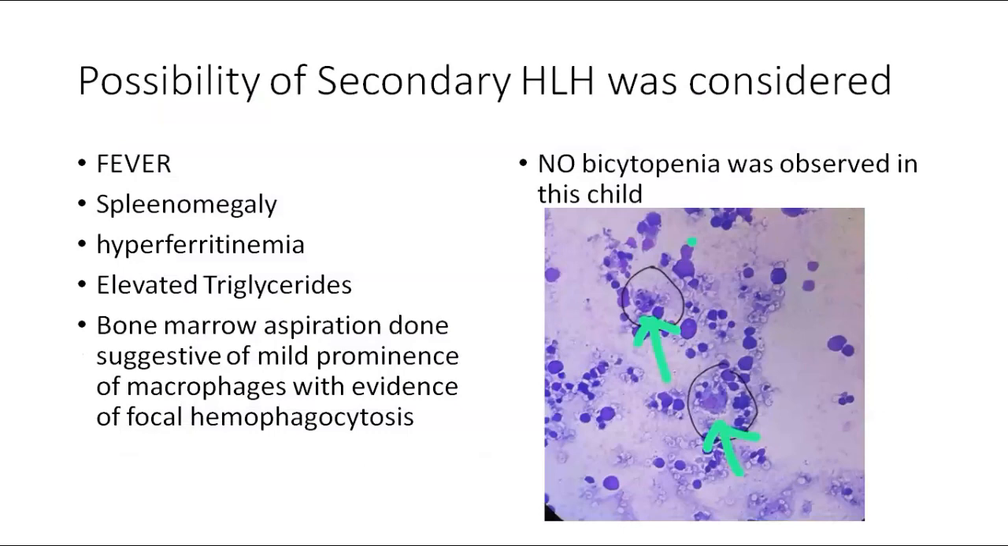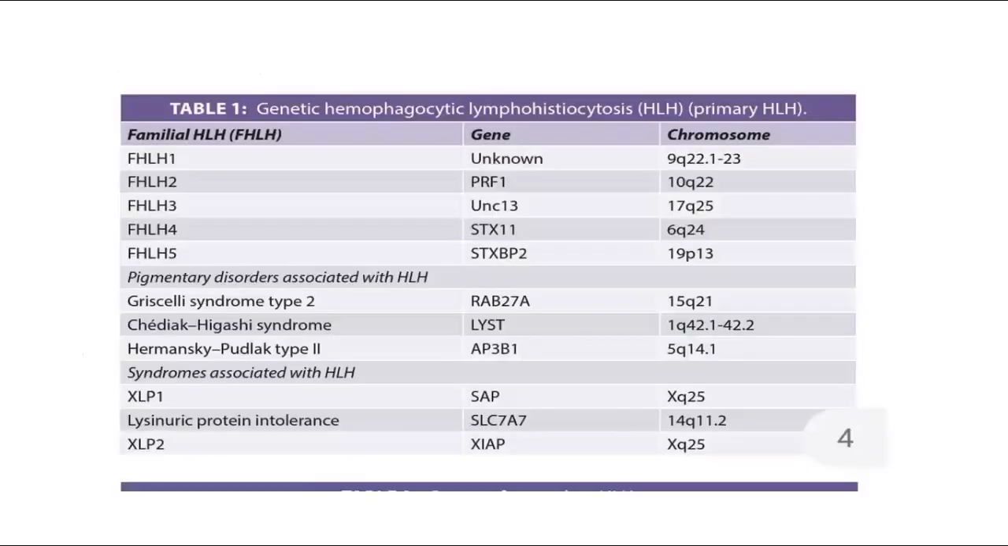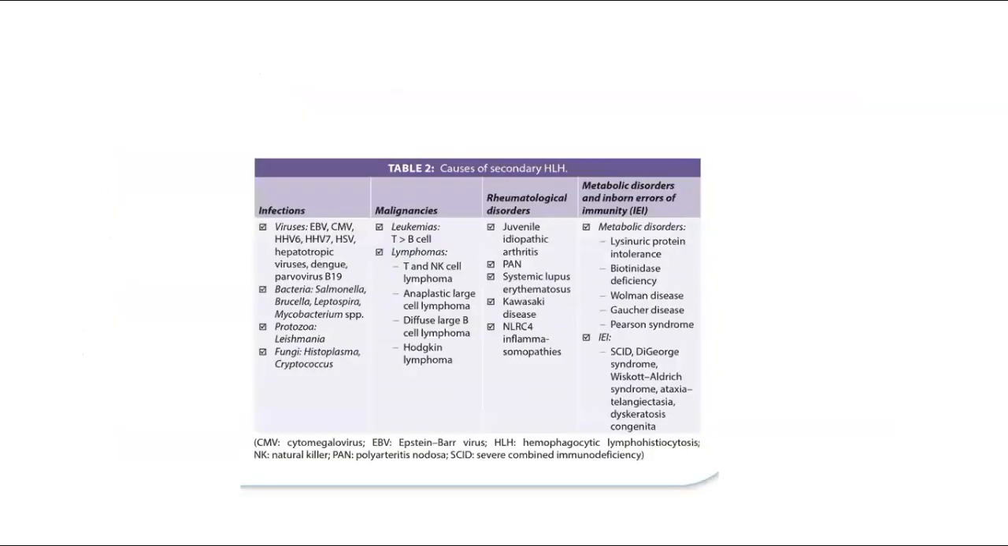HLH can be primary or secondary. Primary HLH is usually an autosomal recessive condition, and secondary HLH is usually secondary to infections, malignancies, rheumatological disorders, or even metabolic conditions.